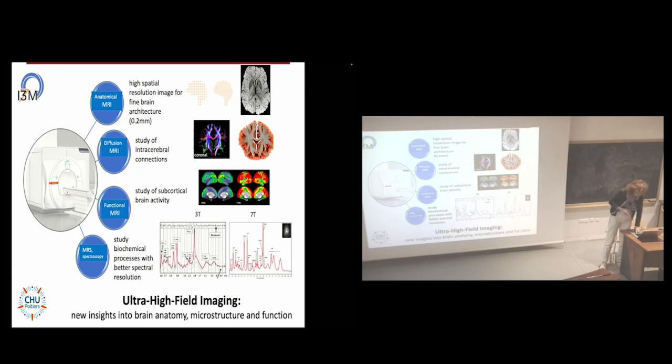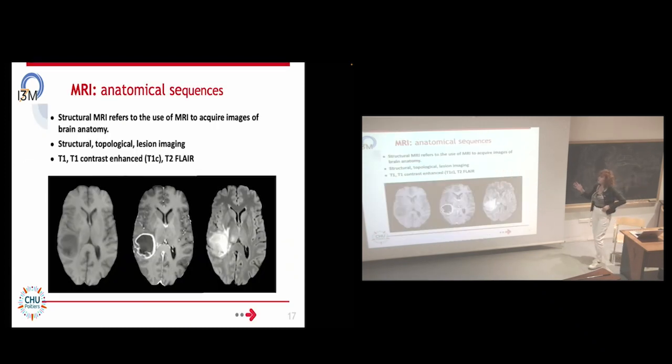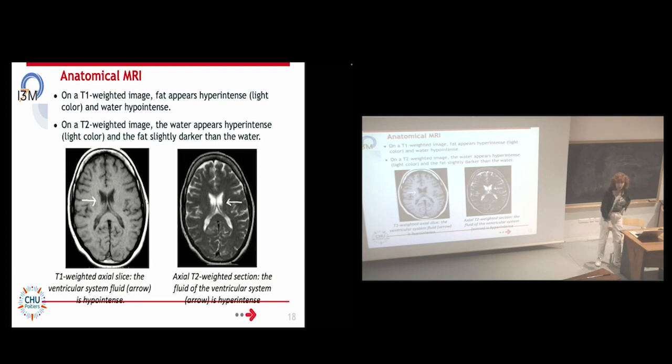So I show you some imaging for anatomical sequences. Here you have the 3 modalities that you can obtain with MRI: T1, T1 contrast enhanced, and T2 FLAIR. Here you have some images of tumor. The difference between T1 and T2 imaging are there.